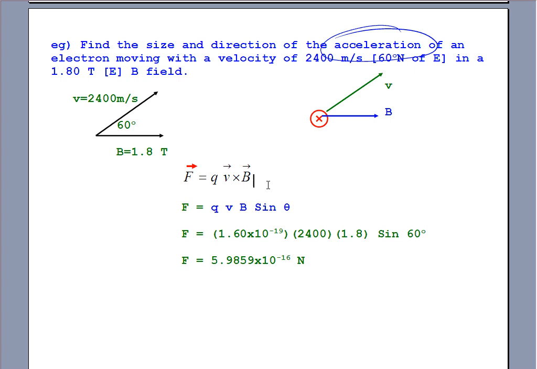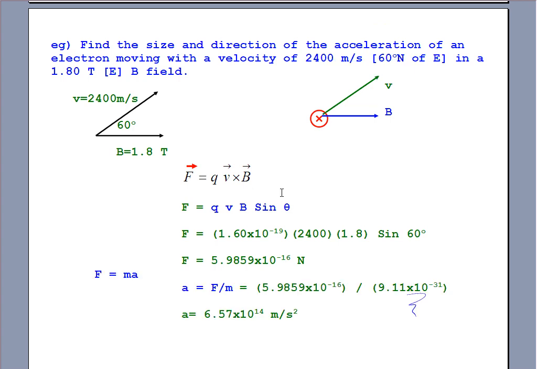They did ask for acceleration, so I have to go through one more step. I'm going to have to do F equals ma. I'm going to grab the mass of the electron just from the formula sheet as well, and then I can find the acceleration. No point even worrying about the force of gravity. It will definitely be way too small to worry about. So we'll assume that this electromagnetic force is the net force in this story. So there's the size of the acceleration.